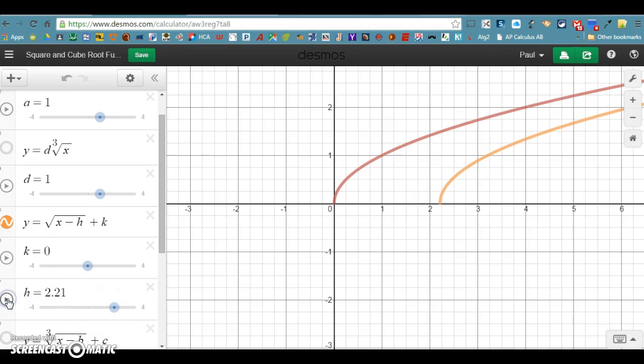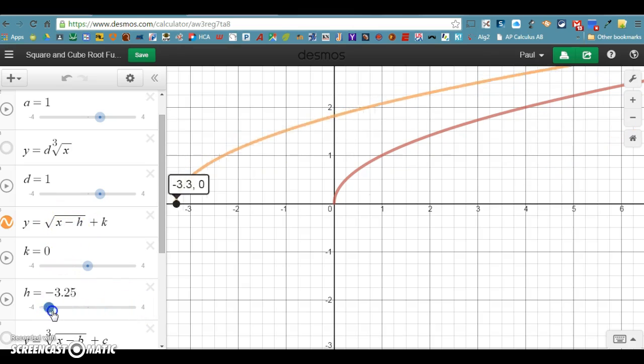So if I make h equal to 2.21, notice where it starts. If I click on the beginning of this graph, it'd be at (2.21, 0). If I hit play again, notice how that x value changes. Now I'm at 4, which is the extent of my slider. So 4 is the initial x value. Right now, if you can imagine, we're graphing the square root of x minus 4. Well, 4 is the first value that I can plug in that gives me 0 for a radicand.